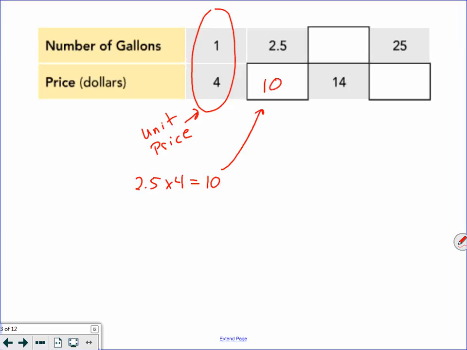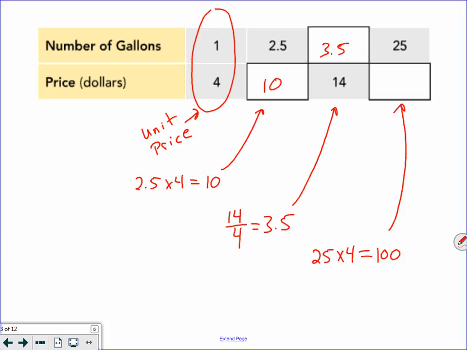Now when I know the price, I need to take the price divided by the unit price. So in this case, 14 divided by 4, well, that comes out to 3.5. So my number of gallons would be 3.5 if I have $14. That's how much I would be able to buy. And then your last one here, if I have 25 gallons, I'm going to take that times 4. That's going to equal 100.